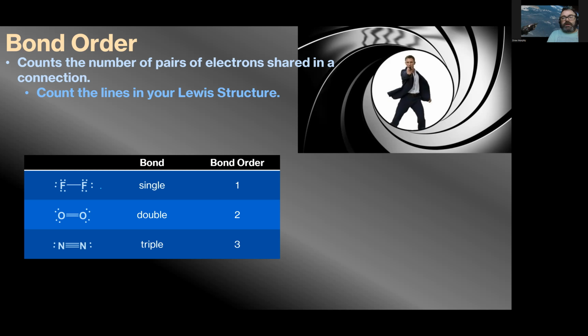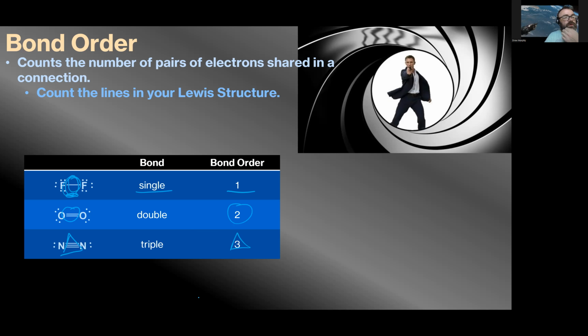So here we have one bond, one line in the fluorine molecule. That's a single bond. That's a bond order of 1. 2 lines is a double bond. That's a bond order of 2. 3 lines is a triple bond. That's a bond order of 3. And so we'll be revisiting bond order as we do stuff.